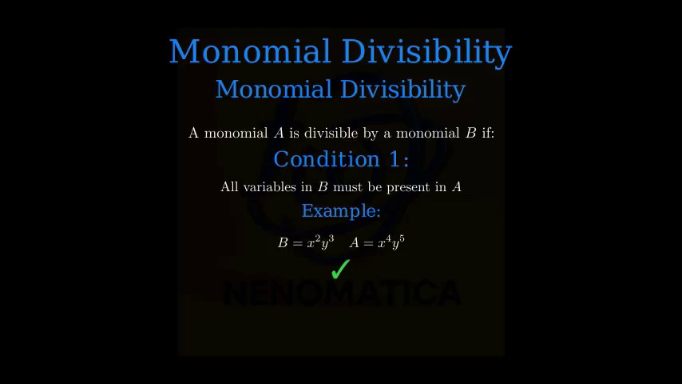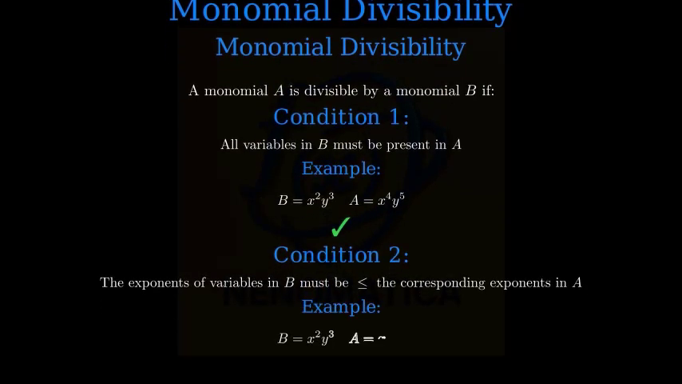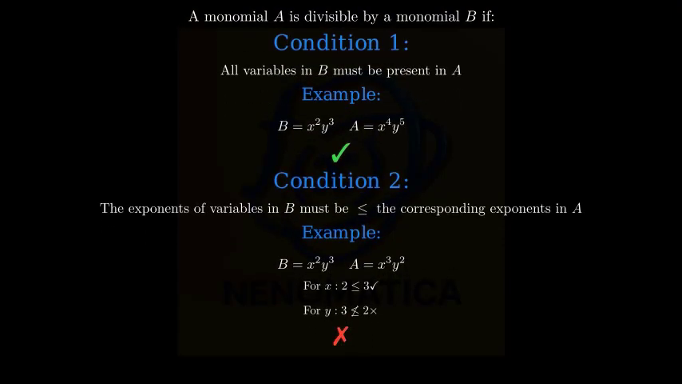Let's move on to the second condition for monomial divisibility. Condition 2. The exponents of each variable in B must be less than or equal to the corresponding exponents in A. Let's see an example. If B is x squared y cubed, and A is x cubed y squared, is it divisible by B? Let's analyze. For x, the exponent in B is 2, and in A it's 3, so this is fine.